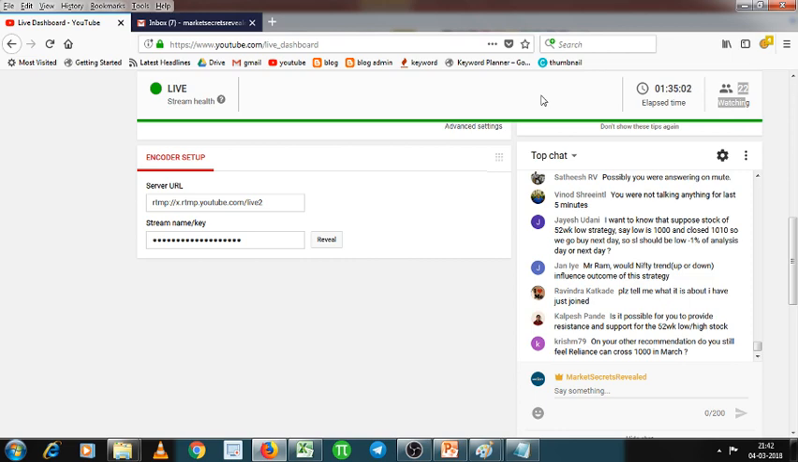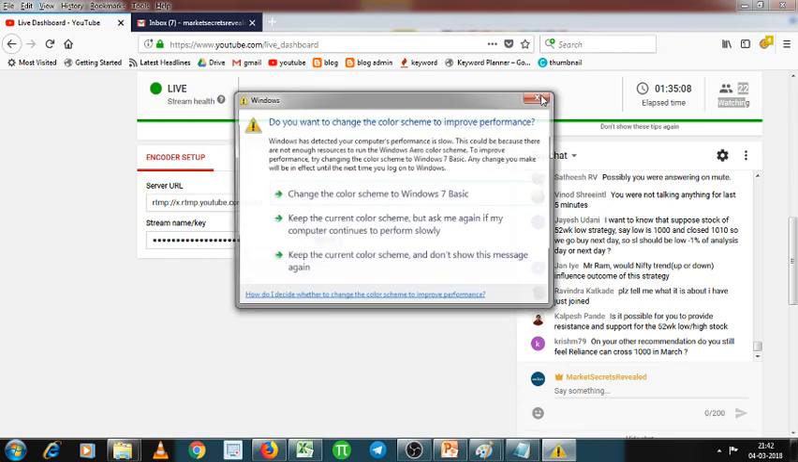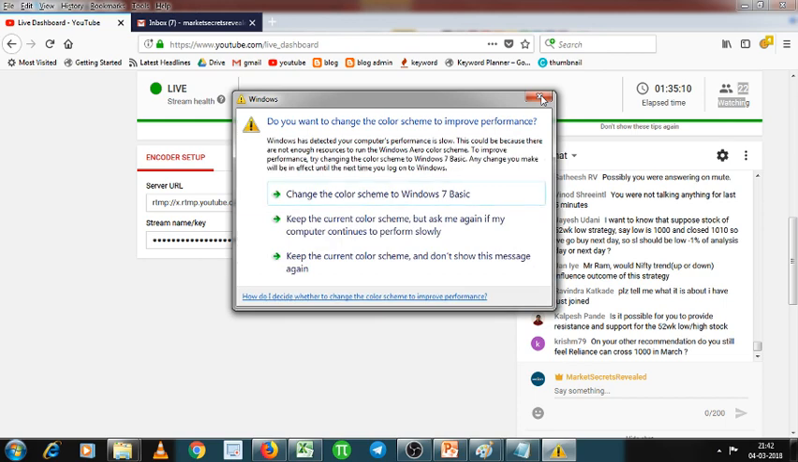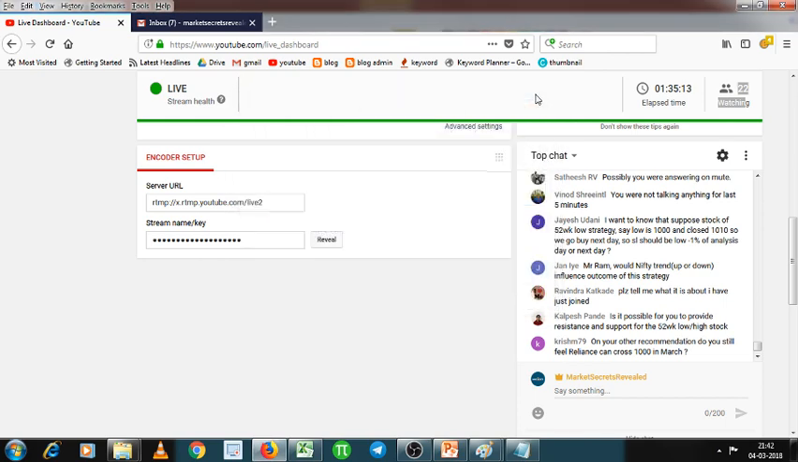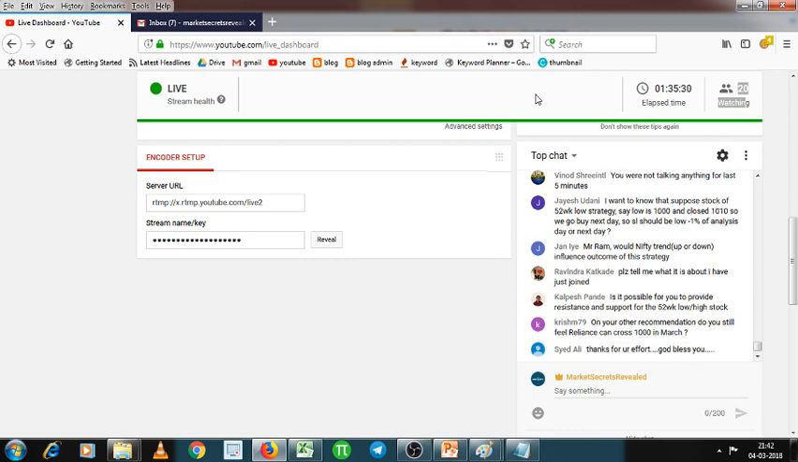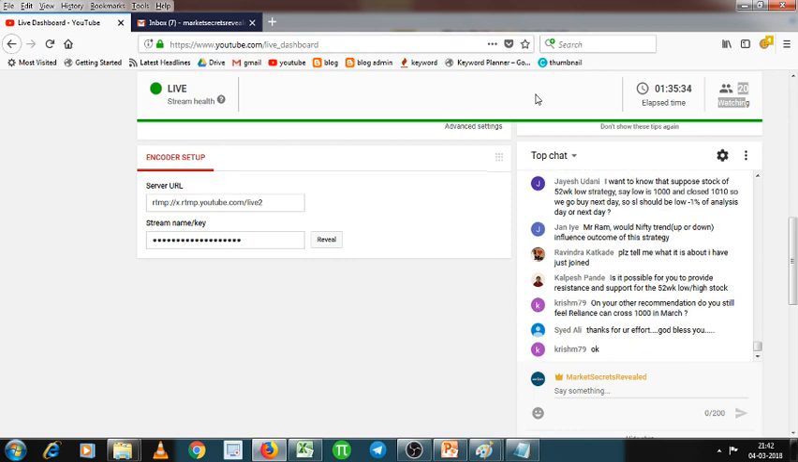There is another question from Krish. On your other recommendation, do you still feel Reliance can cross 1,000 in March? So go back and check the monthly levels, Krish. There is a resistance at 960 and 990 levels, and if it is broken, then Reliance can touch 1,000. But it totally depends on the market. We still have a very long way to go in March. You almost have 4 full weeks. So I don't see any reason to doubt this particular analysis, Krish. But when it comes to market, market is the king.